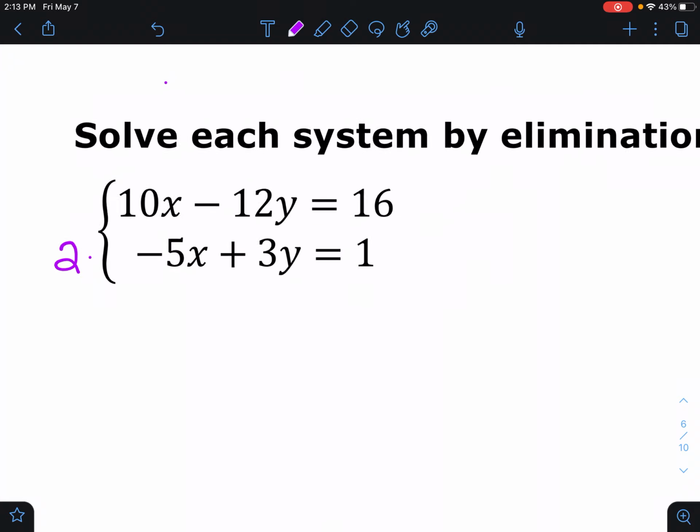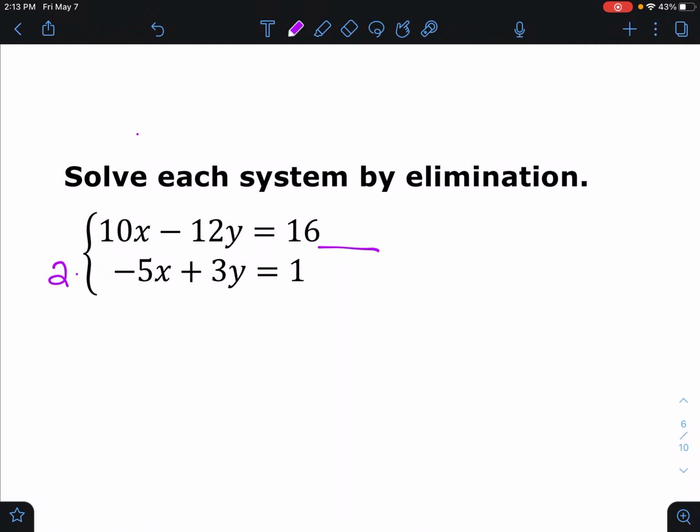So let's do that. We're going to copy this first equation because we didn't do anything to that. It's just 10x minus 12y equals 16. Now the second equation, we're going to take this whole thing and multiply it by 2. So 2 times negative 5x is negative 10x. Now notice we have opposites. That's what we wanted. That's the whole point.